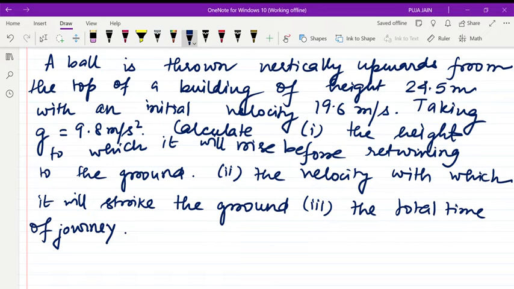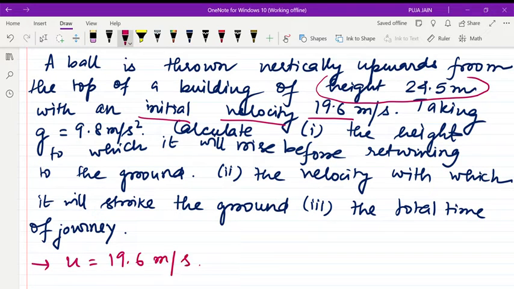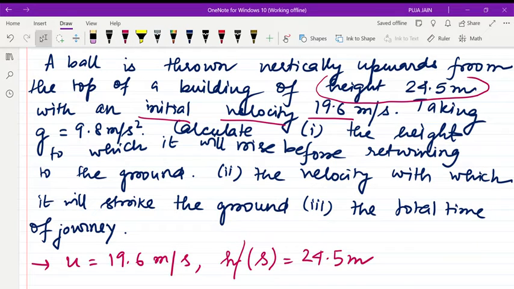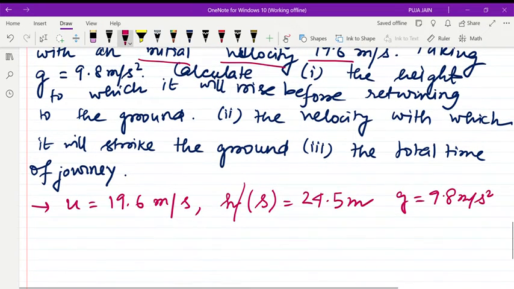So this we need to find. See first what they have given. They have given a ball is thrown vertically upwards from the top of a building of a height with an initial velocity 19.6 meter per second. That means u is given 19.6 meter per second. Height, that is h, or I can say s also, whatever you can use, 24.5 meter. g they have given 9.8 meter per second square. You have to calculate the height to which it will rise before returning to the ground.